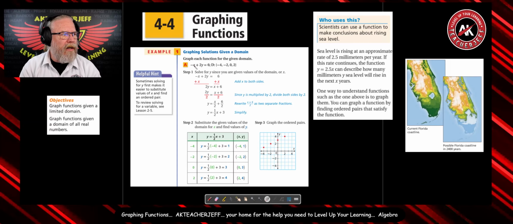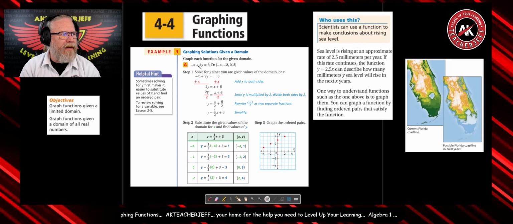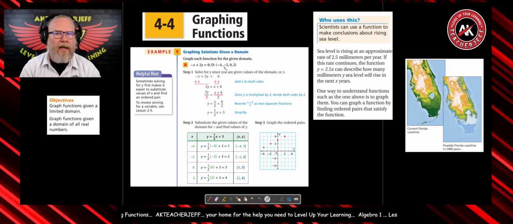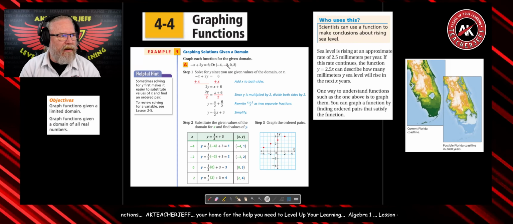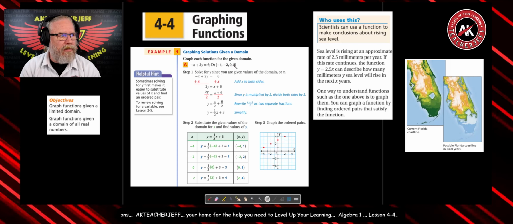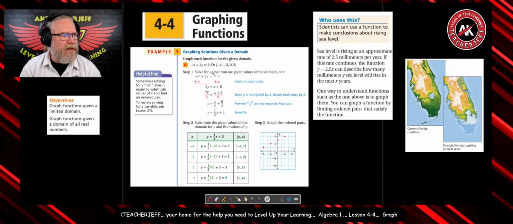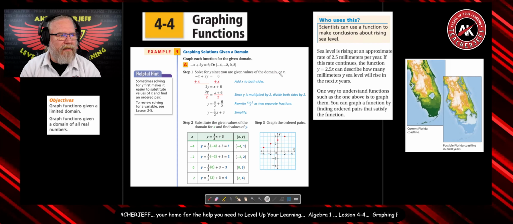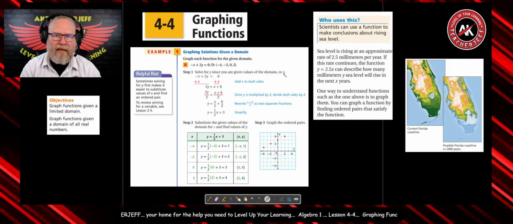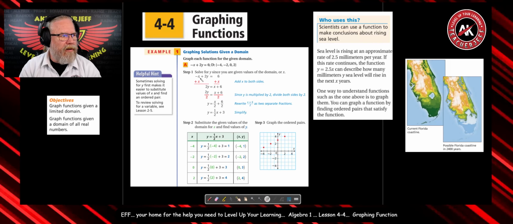So here's our equation: negative x plus 2y equals 6. We're given the domain of negative 4, negative 2, 0, and 2. So those are going to be our inputs into our function. Step 1 is to solve for y, since you were given values of the domain, or that is to say your x values. So let's go ahead and do that first.